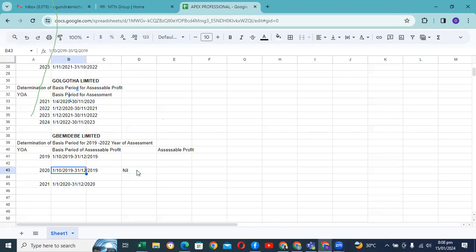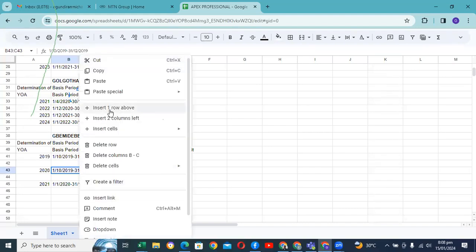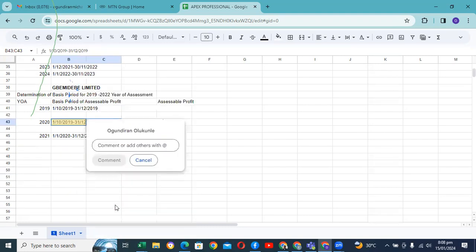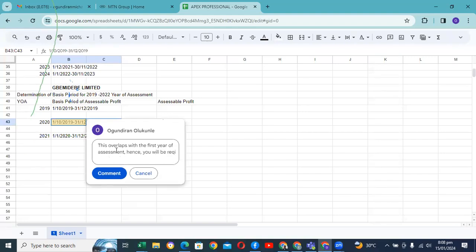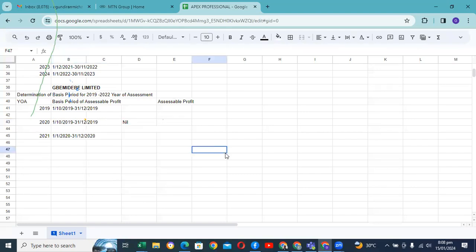All right. So it means at the end of the day, you are expected to cancel this, after that the other one, then the third one. This overlaps with the first year of assessment. Are we together? Hence, you will be required to cancel the basis period. All right, now. Got it. Good.